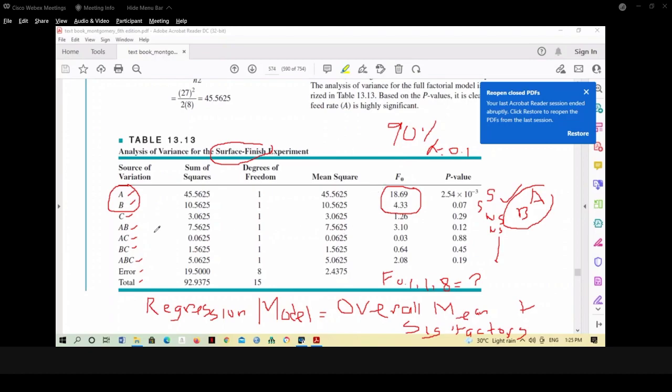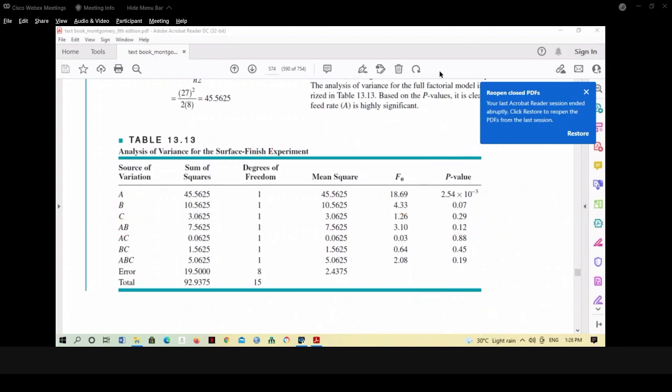In this particular example, remember, AB is not significant. That's why in the AB plot you show almost parallel lines. You just construct the lines almost parallel. That means AB is not significant, based on the parallel lines between A and B.